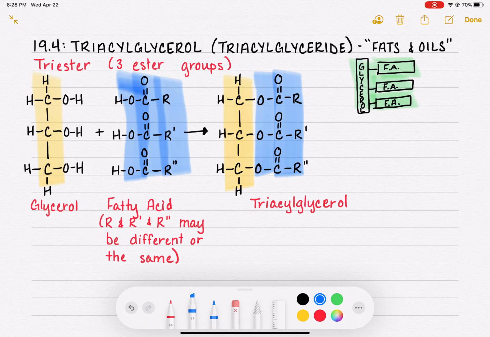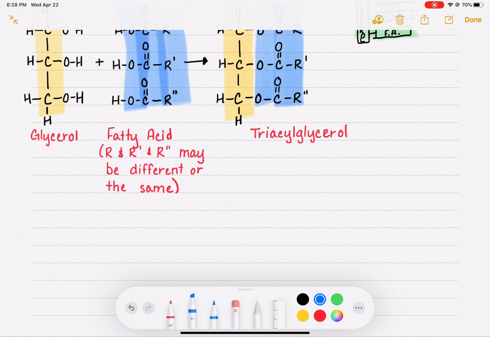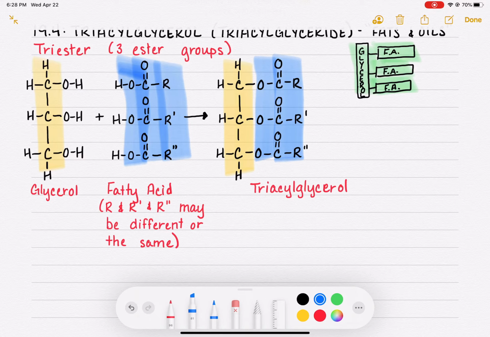So we have 2 different ways of describing our triacylglycerols, like characterizing them or classifying them. We can call them simple. If we have a simple triacylglycerol, that means that it has 3 identical carbon chains. So it's going to have 3 identical, what we're calling R's in our diagram. This means that it came from 3 identical fatty acids.